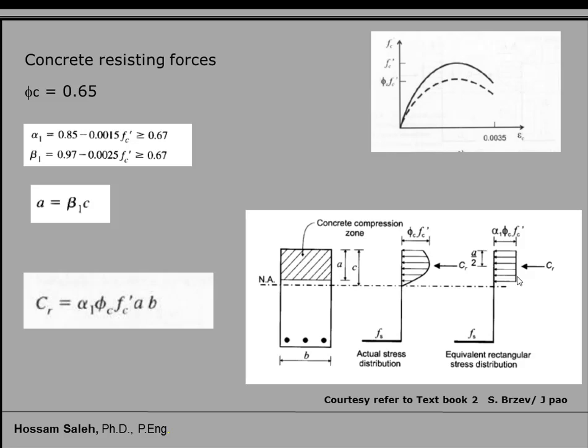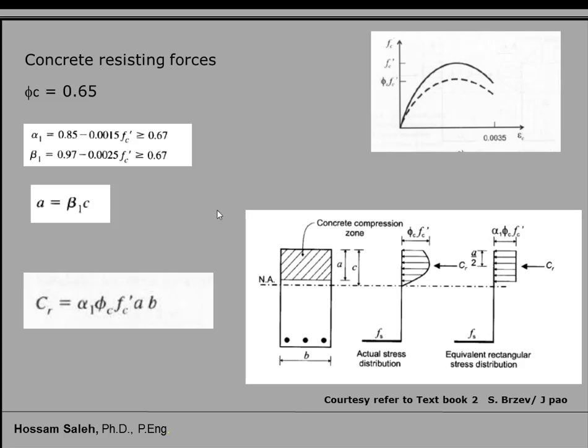In return, the force here, or the stresses, is not phi c times f prime c. We introduce another factor, which is alpha 1 phi c times f prime c. This alpha 1 is a factor which can be used to translate this distribution into a uniform distribution. What is the value of phi 1 or alpha 1?